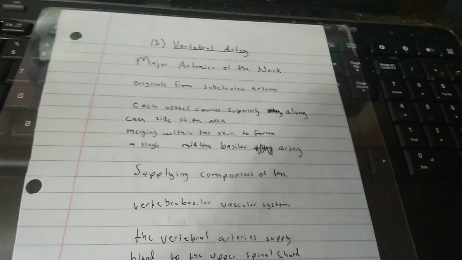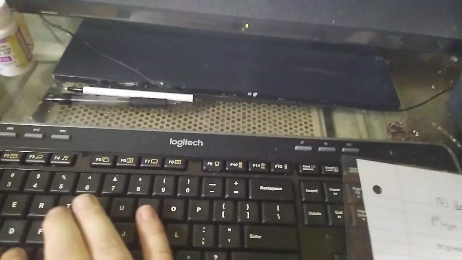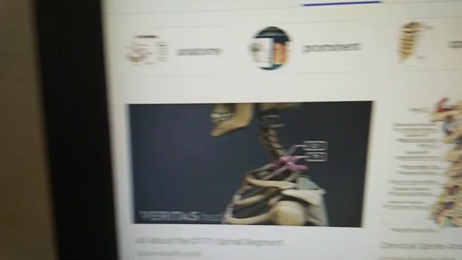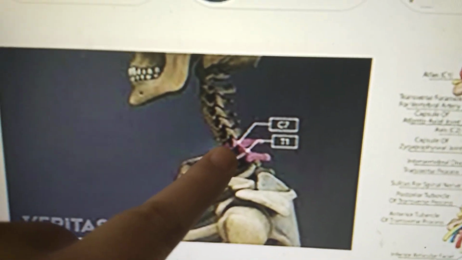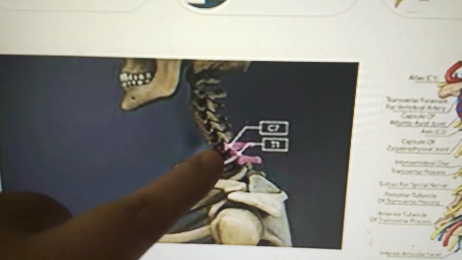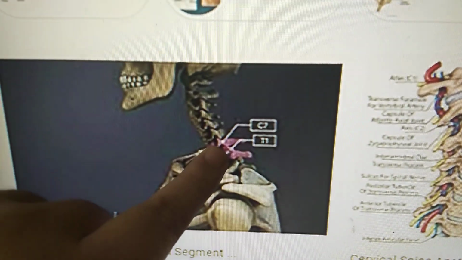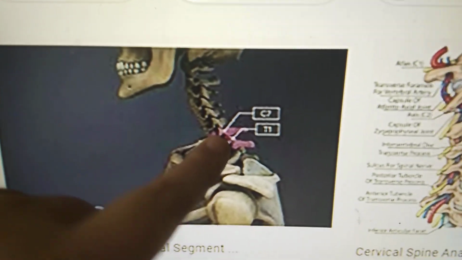So I'm just going to look up really quick, and let's keep an eye on this, the C7 vertebra, and locate it. And again, that's found right where the artery is. The C7 is located right where the vertebrae of the neck is, right where the vertebral artery is. Okay.